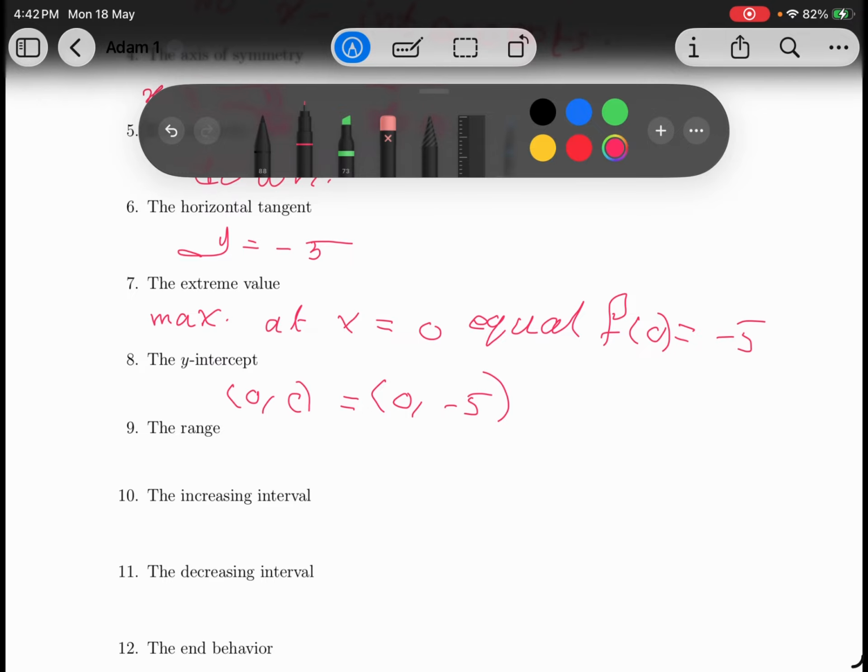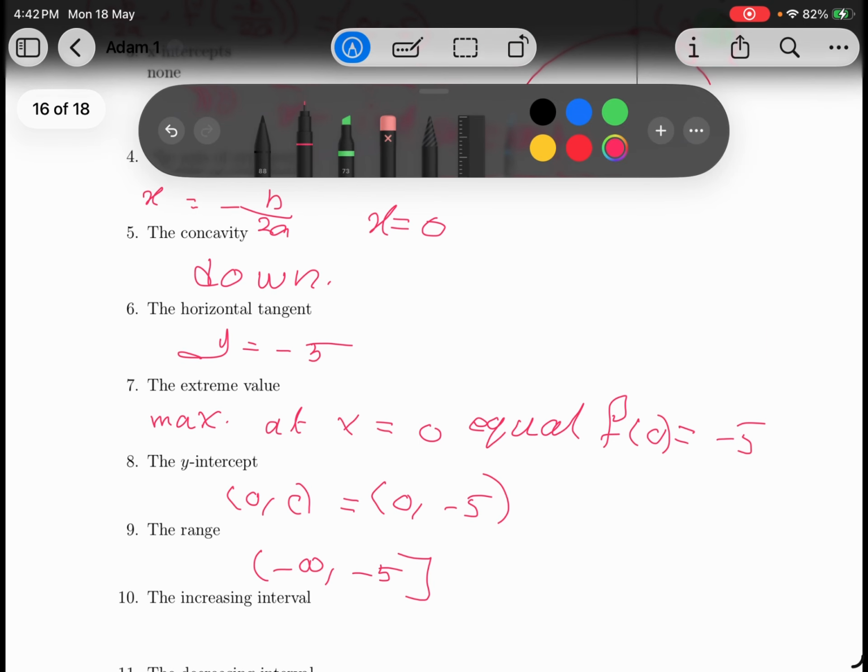And when it comes to the range, it is minus 5 and less, so all values less than minus 5. We write this as an interval from minus infinity to minus 5, of course closed, so the range is any real number equal to minus 5 or less.